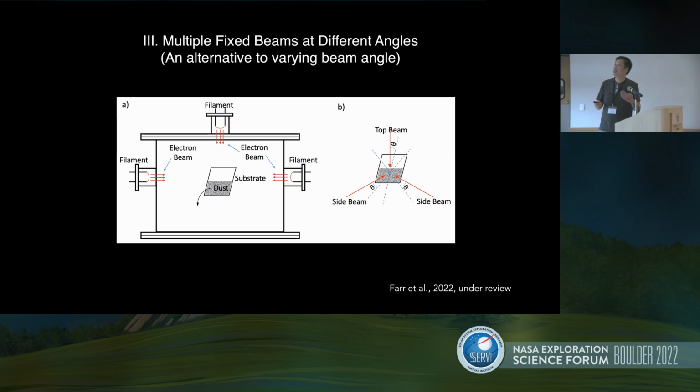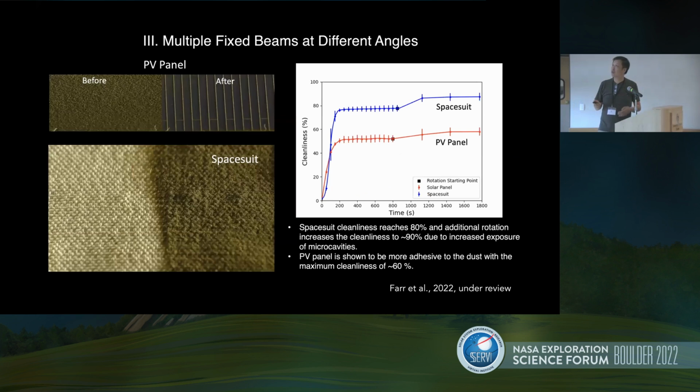On the top, you see the PV panel before and after, and the bottom is the spacesuit, and you can see the whole cleaning process. By visual look, virtually all gone. But if you look more carefully with the camera, we still got about 90% cleanliness. There's still 10% dust on the surface. Again, the PV panel shows about the same cleaning efficiency, about 60%.